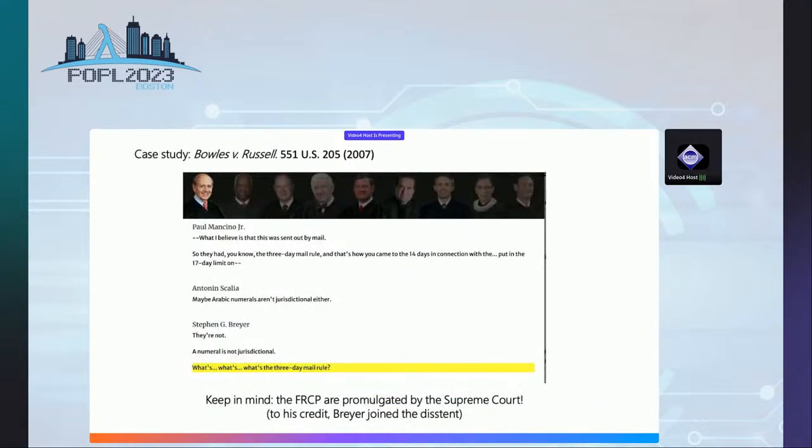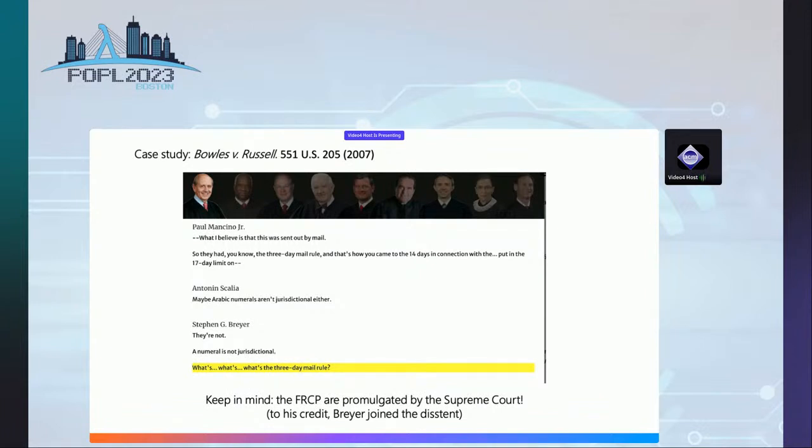Kind of another interesting point about this, if you're a nerd and you like looking at oral arguments for Supreme Court cases: part of the rule here, there's this weird 3-day mail provision that says if the thing you're dealing with is sent out by mail, and it contains a deadline, you have an additional 3 days. And it's sort of colloquially known as the 3-day mail rule.